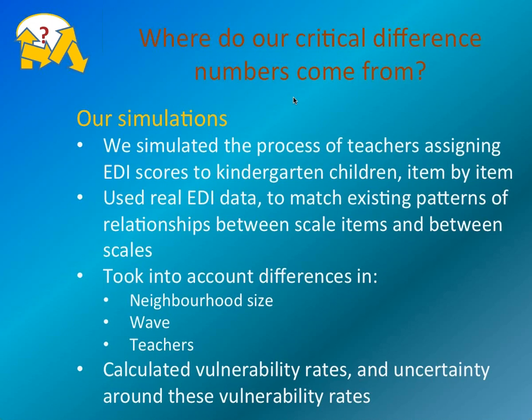Things like making teachers more or less consistent, or strict or lenient, looking at how there are slight differences from one wave to another, and most of all, neighborhood size, seeing how the critical difference changes as you go from small to larger neighborhood sizes. And you'll see shortly that that's one of the main aspects of uncertainty. So from our simulations, we calculated some vulnerability rates very similar to what we have in real life because we were using real data, but it also allowed us to look at the uncertainty or the error around those rates, which allows us to look at critical differences.